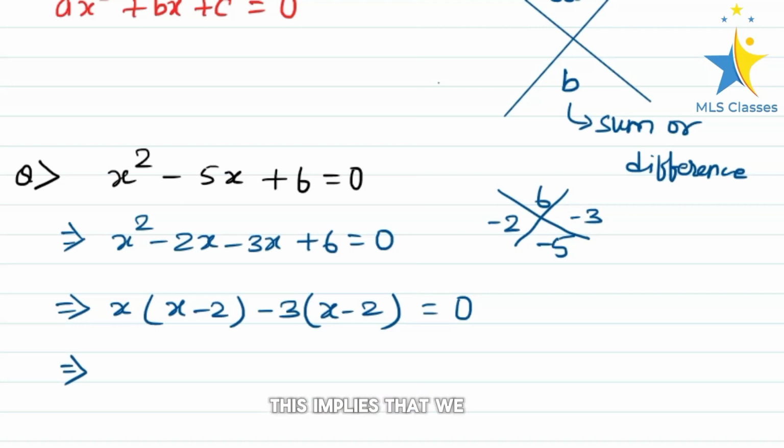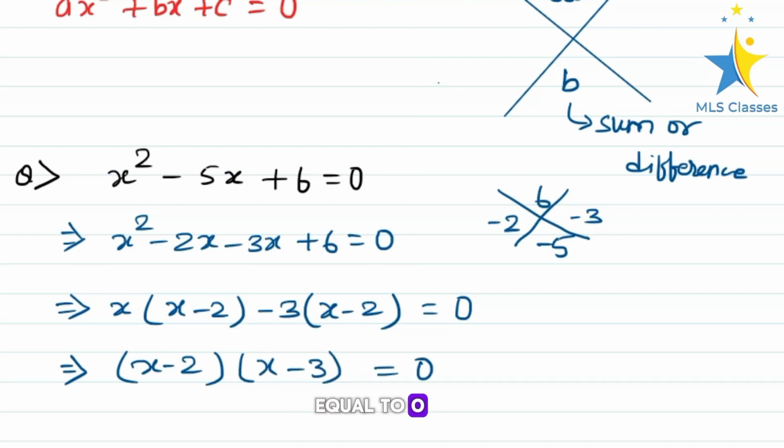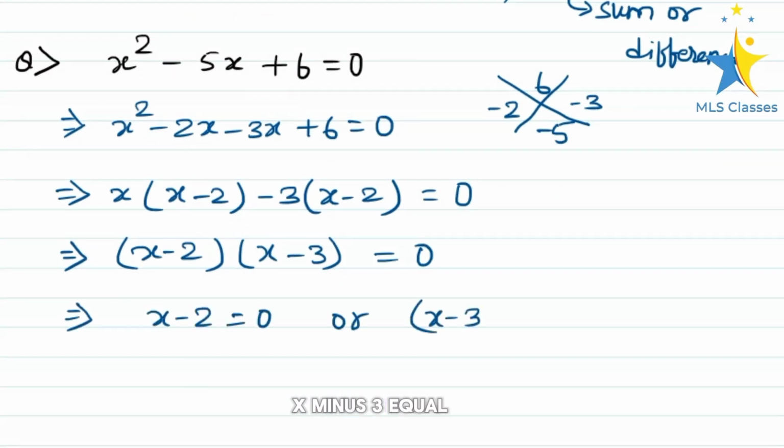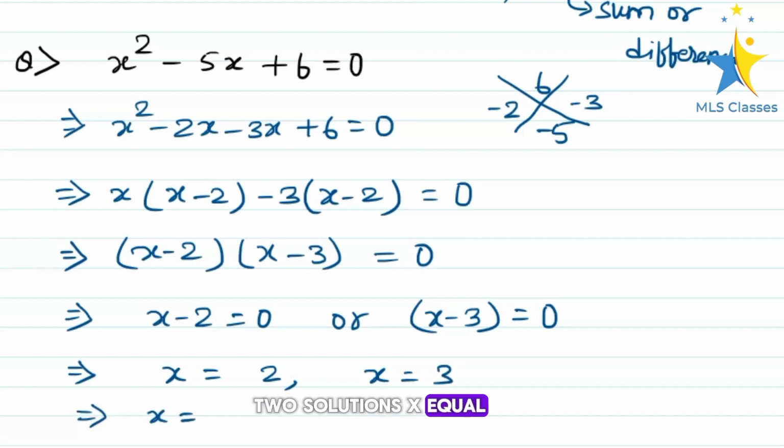So this implies that we can take the x minus 2 factor common. Then what is remaining here? x, then minus 3, and this should be equal to 0. Now using the zero product rule, either x minus 2 equal to 0 or x minus 3 equal to 0. So from here we get x equal to 2 or x equal to 3. So we have two solutions, x equal to 2 and 3.